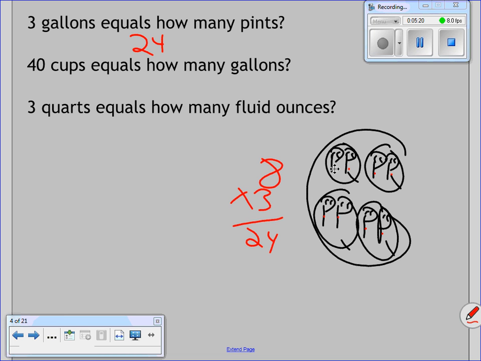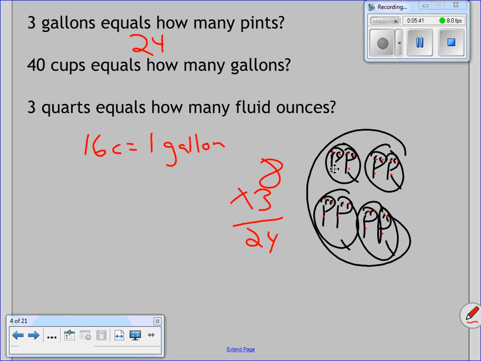Well, how many cups are in 1 gallon? I have 1, 2, 3, 4, 5, 6, 7, 8, 9, 10, 11, 12, 13, 14, 15, 16. So I have 16 cups in 1 gallon. So it's 16 cups equals a gallon.